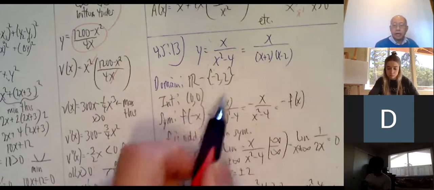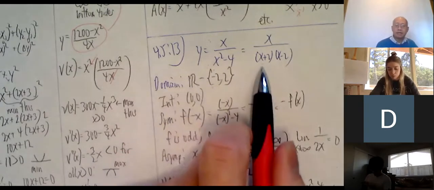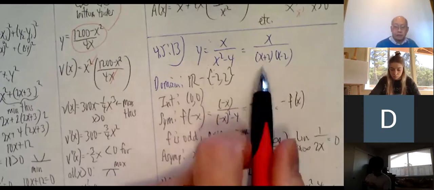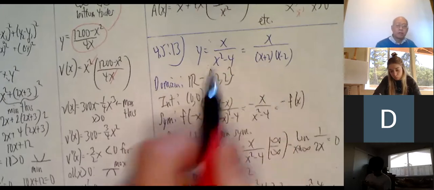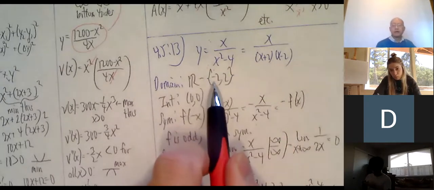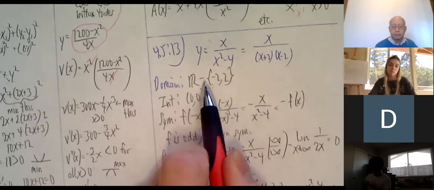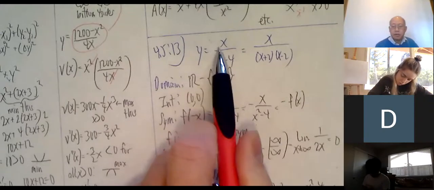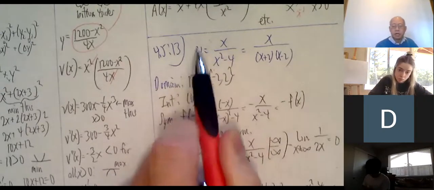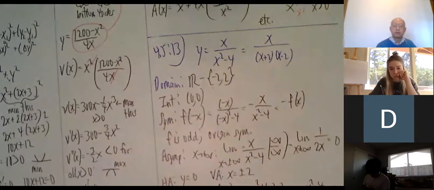Okay, domain. Well, all real numbers minus the set consisting of -2 and 2. You can't plug in -2. You can't plug in 2 because you'll get a 0 on the bottom. But everything else is okay. So whatever the graph looks like, you can't cross -2 or 2. Intercepts. Well, 0, 0. That's about it. Right? Plug in 0, you get 0. If you set y equal to 0, that means numerator 0. So 0, 0.